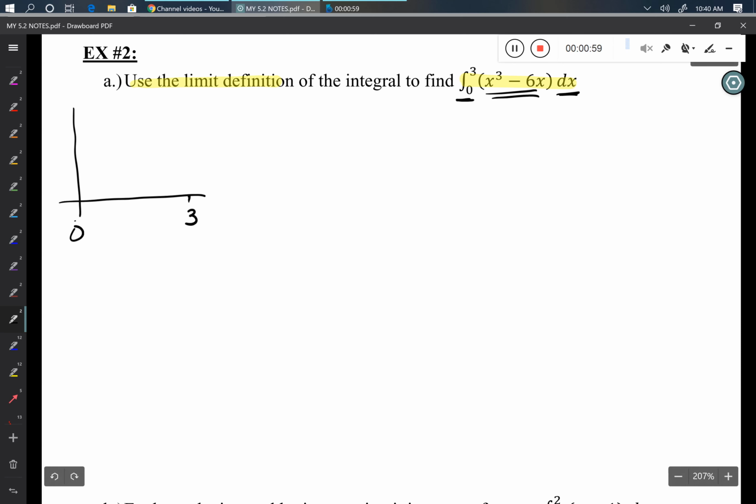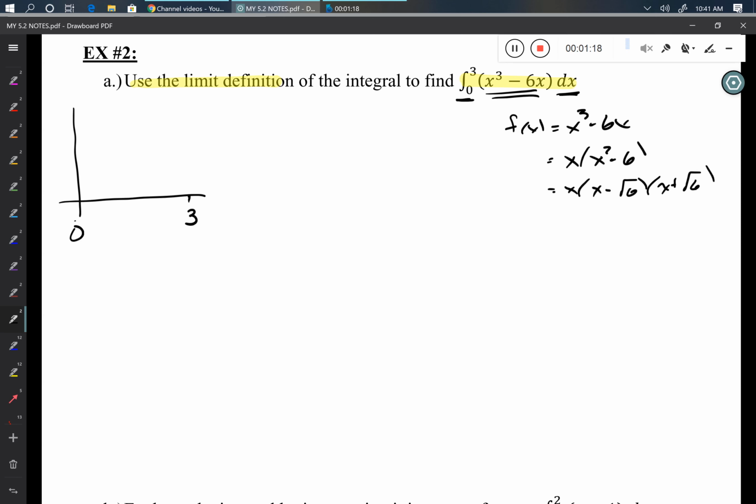And let's see, if I think about that function, f of x equals x cubed minus 6x. That's going to be x times x squared minus 6. So that's x times x minus root 6 times x plus root 6. Root 6 is what? It's bigger than 2 and smaller than 3. So that means it crosses the x-axis somewhere over here at root 6. To the left of that, see, it crosses at 0, it crosses at root 6, crosses at negative root 6.